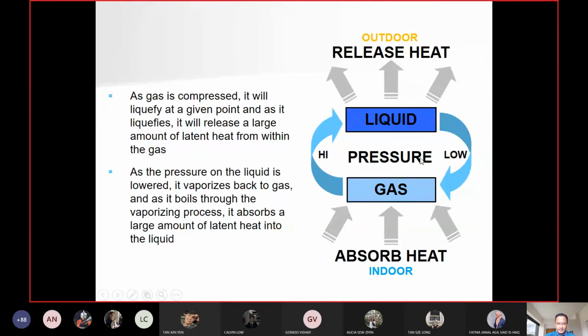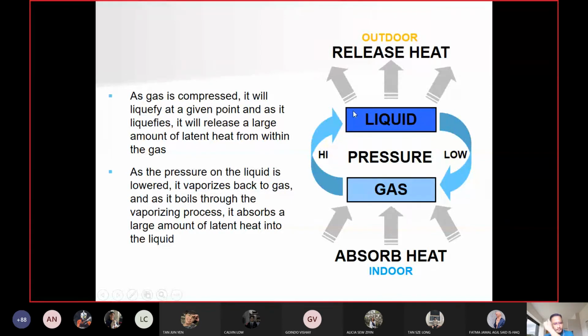And then in that case, basically it absorbs, during the process of changing state from liquid to gas, it will absorb the heat from the indoor air into the gas, and it brings it to the condenser. So basically this part here is the evaporator. The evaporator is basically facing the indoor, and the condenser is facing the outdoor. So like I mentioned earlier, evaporator absorbs heat, condenser releases heat.